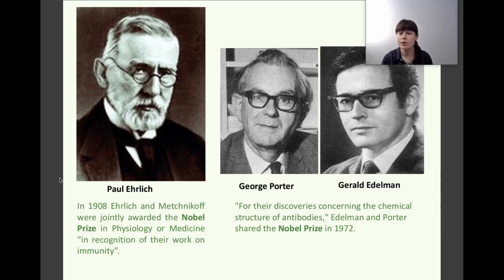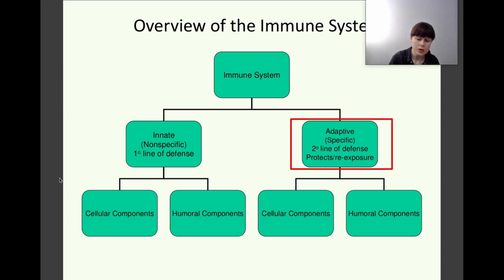So let me remind you that we have two main types of immunity. The individual immune response consists of non-specific or innate first line of defense and specific adaptive or acquired immune reactions.